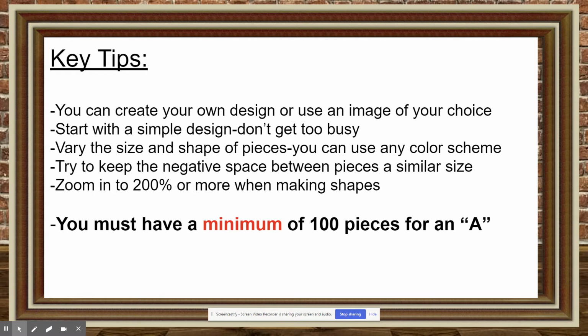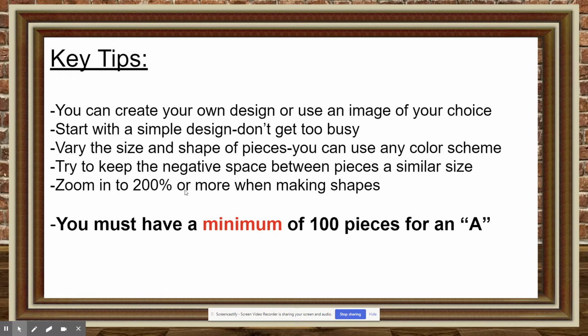All right. If you're picking an image, you don't want the image to be super busy, with a lot going on in it. You really want to focus on one object. There can be different colors in that object, but you don't want a ton of different things in the picture. It'll just get too hard to see what's what. I'm going to show you how to vary the size and shape of your pieces when I explain how to do this. You can use any colors you want. You do not have to match the colors you see in the photo, but you can if you want.